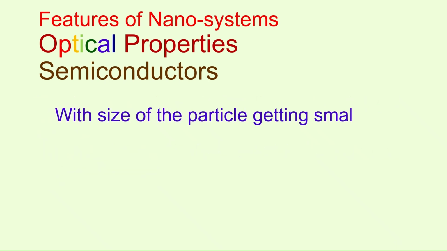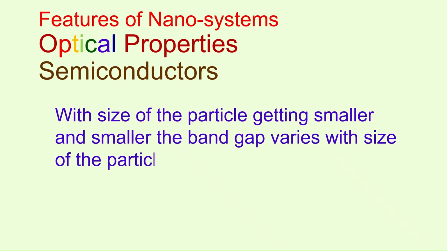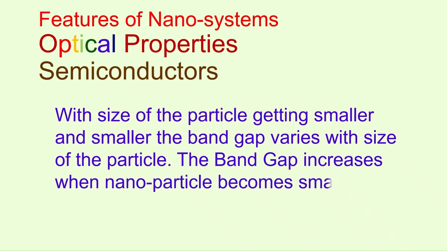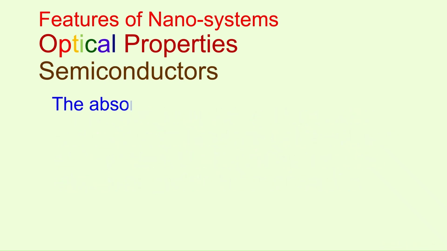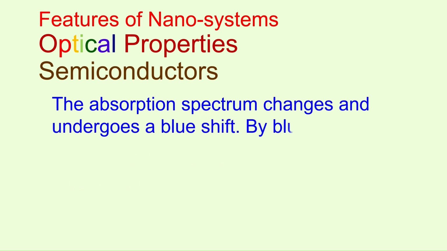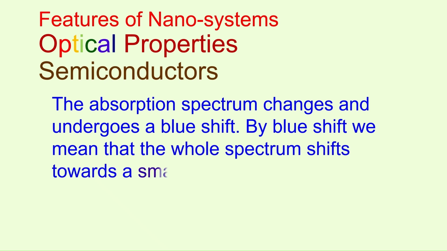With the size of the particle getting smaller and smaller, the band gap varies. As the size of the particle decreases, the band gap increases. When a nanoparticle becomes smaller, the absorption spectrum changes and undergoes a blue shift. By blue shift, we mean that the whole spectrum shifts towards a smaller wavelength.